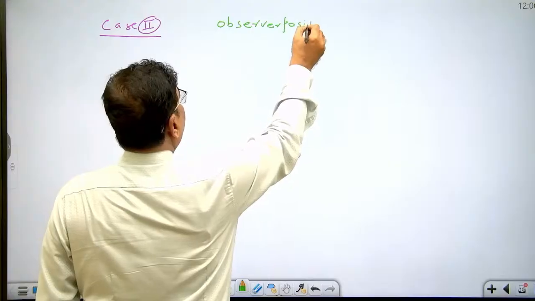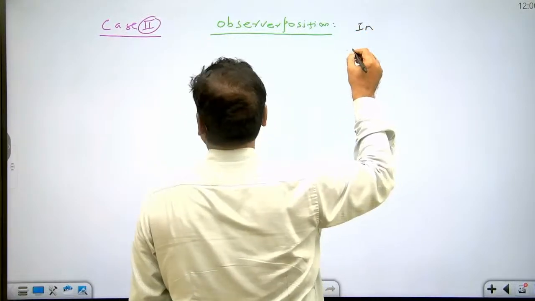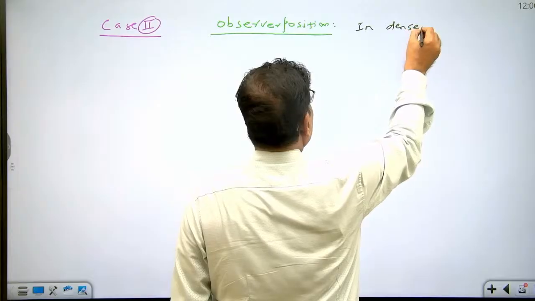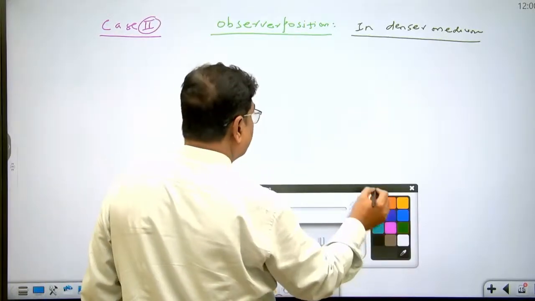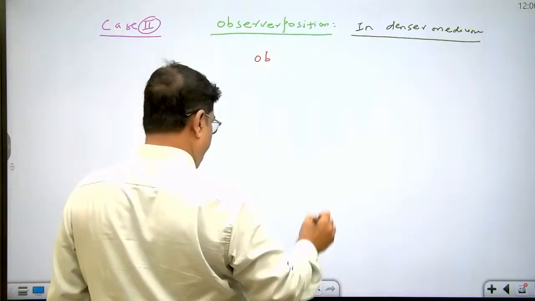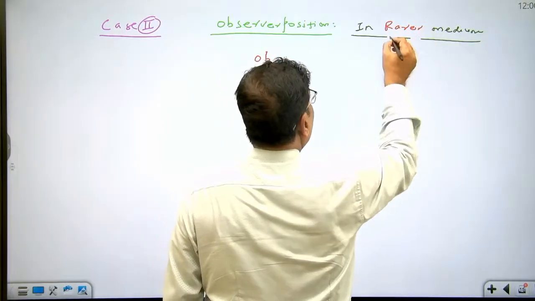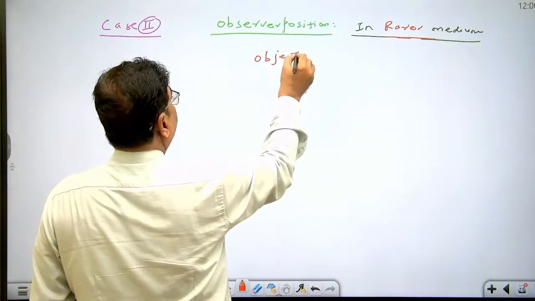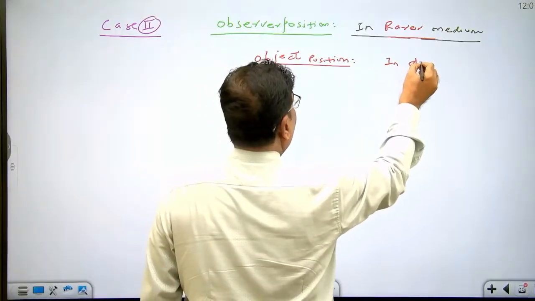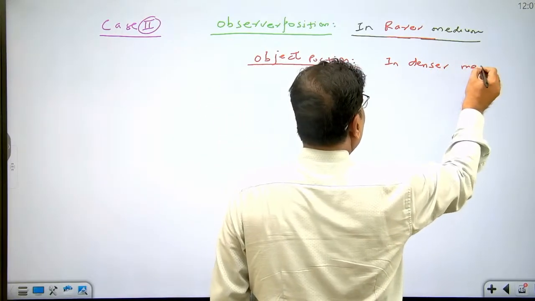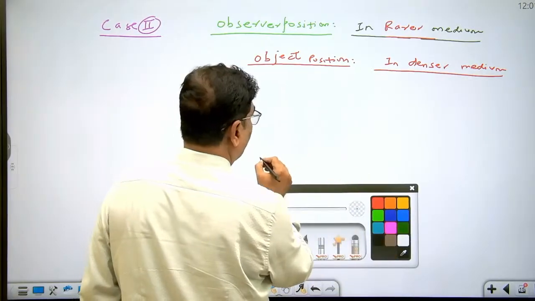Observer position in rarer medium. And object position in denser medium. Now see here. This is the diagram.